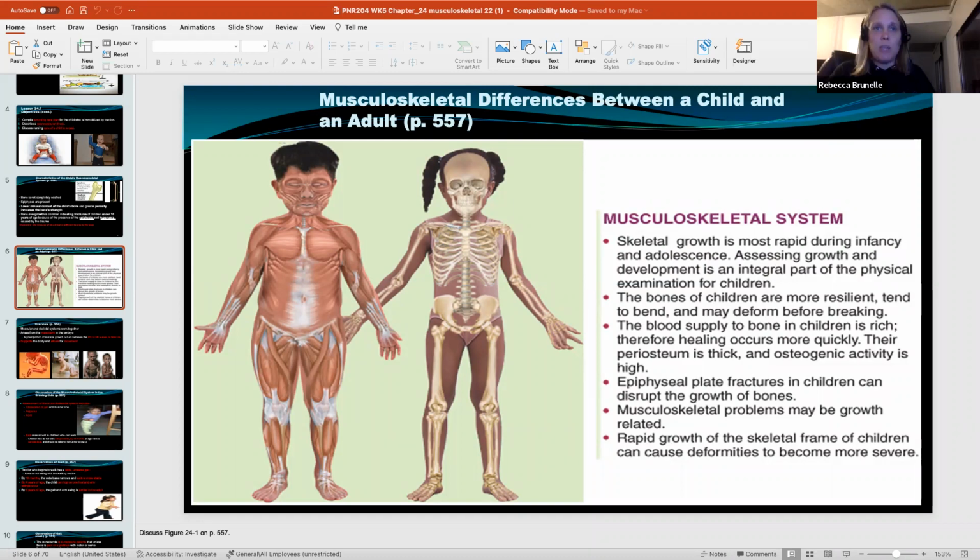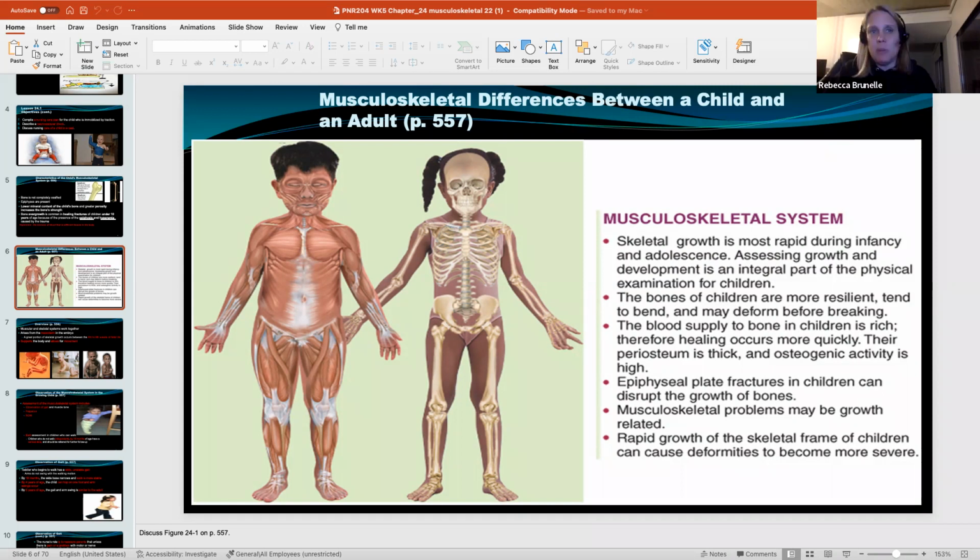So kids are growing very fast. We've talked a lot about growth and development. So assessing their growth is really important because you do develop and grow quickly during childhood and adolescence. They actually have more resilient bones. You think about an older adult, they're more likely to have osteoporosis, they're more likely to fracture a bone when they fall. But the bones of children tend to bend and they have more give before they actually break. They have a lot of blood supply to the bone, so they heal more quickly. So kids are less likely to fracture, and if they do have a fracture, they heal more quickly.